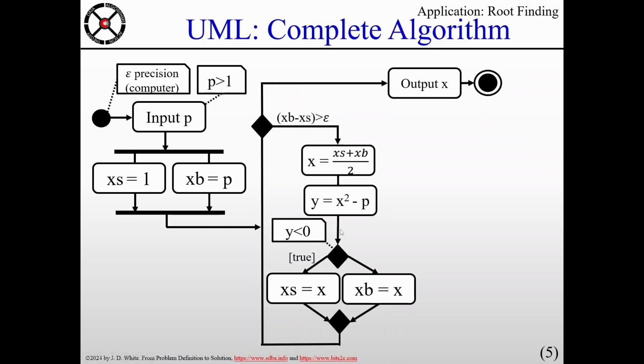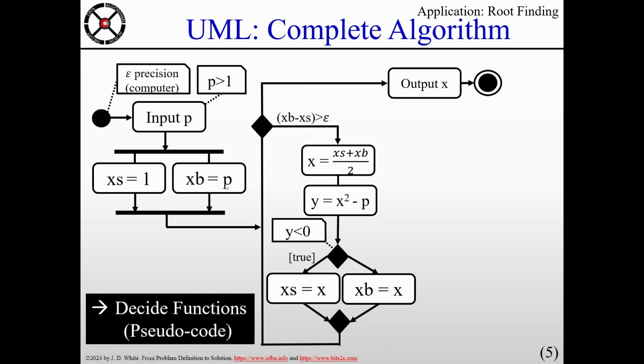In other words, our x is still too big. If it's this way, we have to do, our xs will be x. We will then loop around. If xb minus xs is greater than epsilon, we will keep looping. So now we've got a loop generating here, and finally we will output x. So in order to do that, we have to decide functions to use first. That's our pseudocode part. But since this is relatively simple code, I'm not going to do the pseudocode part. I'm just going to show us how I'm going to use my functions.